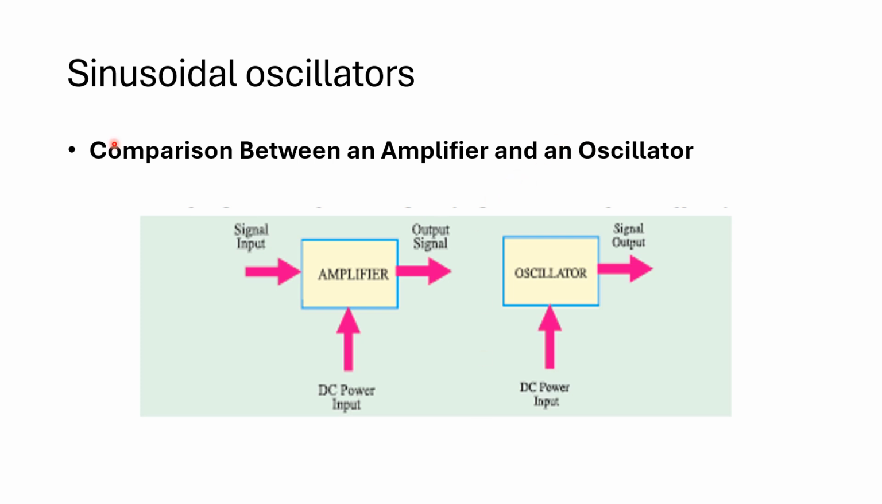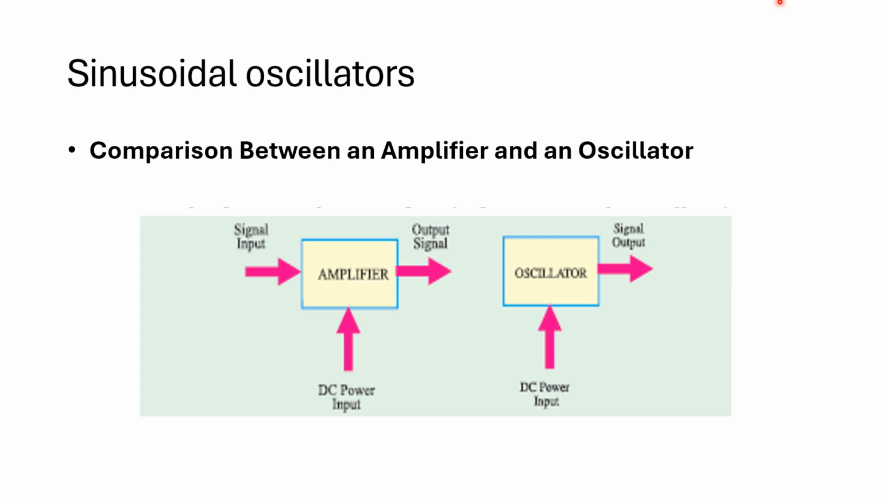An oscillator, on the other hand, does not require an external signal to start or maintain the energy conversion process. Okay, so as you can see here, the only difference between the two is the presence of an input signal. So an oscillator circuit doesn't require any external input signal. It keeps on producing an output signal as long as the DC power source is connected.